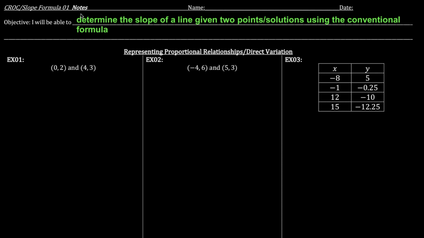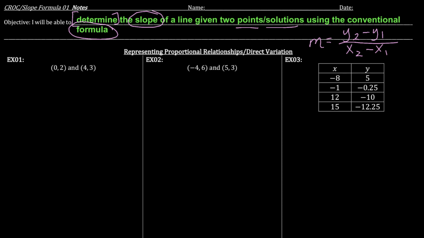Okay, so in this lesson we are going to determine the slope of a given line given 2 points or solutions using the conventional formula. So we're going to find slope, find the constant rate of change using the formula. Before we do that, let's learn what the formula is. Our formula, we use m, you'll get used to it: m equals y2 minus y1 over x2 minus x1.